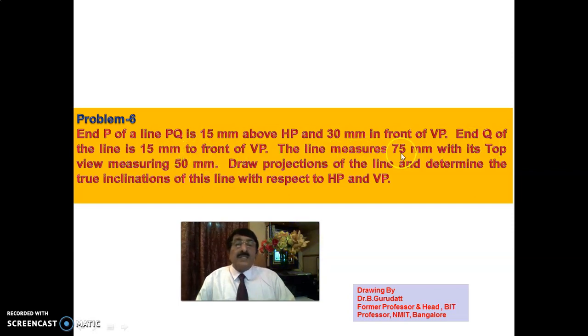The line measures 75 mm. That means the true length of the line is 75 mm, with its top view measuring 50 mm. So they have given the true length, the top view, and the locus also. With this, you have to draw the projections, that is, the front view as well as the top view.